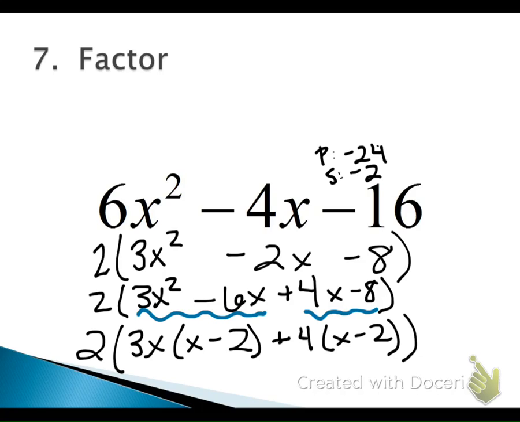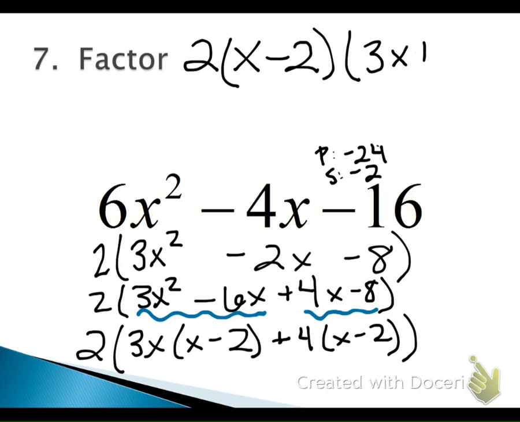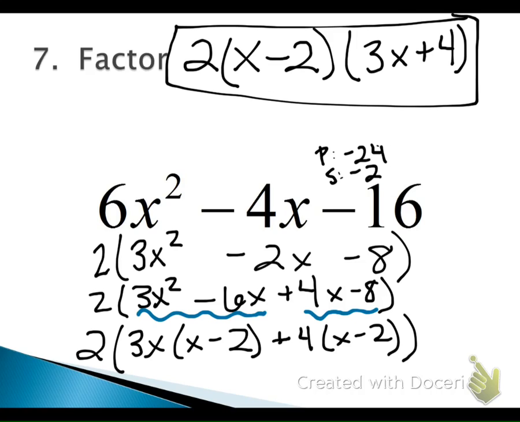Entire answer, I'm going to write up top since I don't have any more room. They had a greatest common factor of 2. Inside, they shared an x minus 2, and we're left with 3x plus 4. Questions on that one?